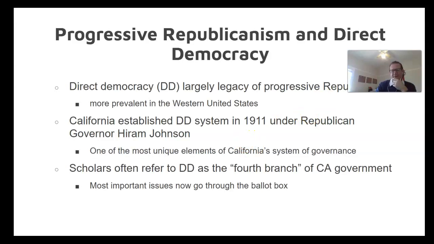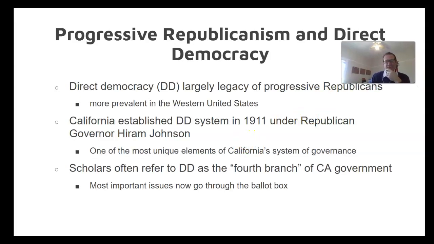So just a little bit of history first. Progressive Republicans, people like Teddy Roosevelt, were relatively speaking fans of direct democracy. California got direct democracy thanks to Hiram Johnson. In Sacramento, there's a Hiram Johnson High School, which is actually quite close to where I live. It started in 1911.